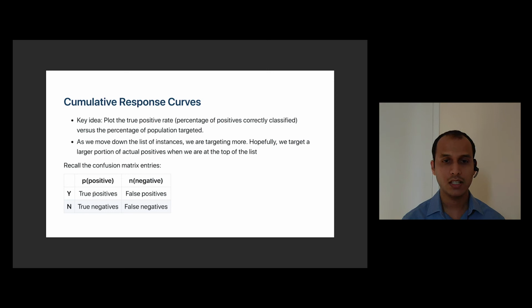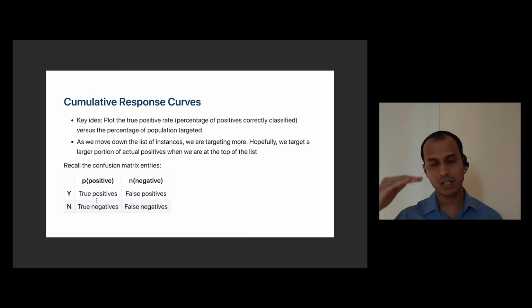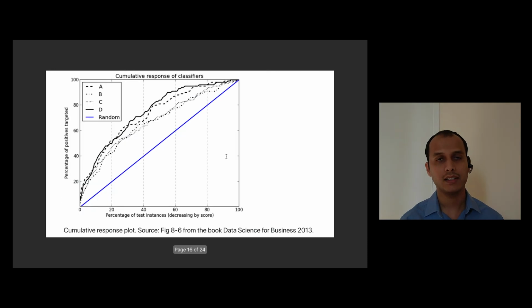Okay, so the true positive rate is just the first cell divided by the sum of the first two cells in this column. And we can compute this number at every level. As we keep changing the threshold from top to bottom, we are classifying more and more instances as positive. And so the question is, are we getting a larger portion of actual positives when we are at the top of the list?